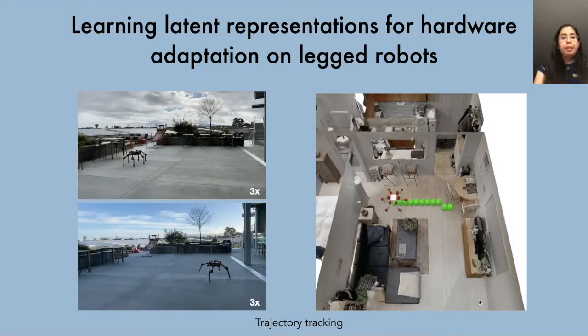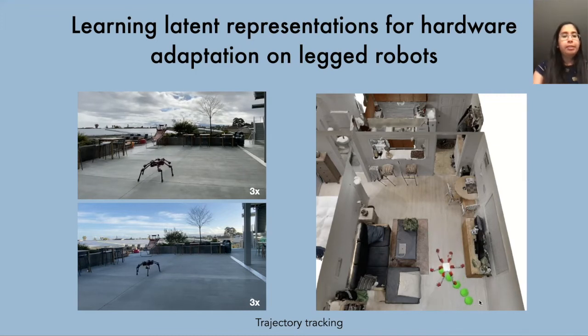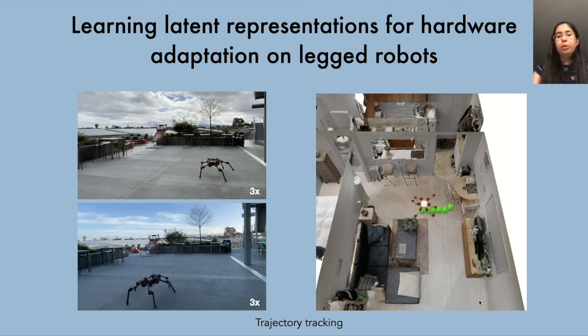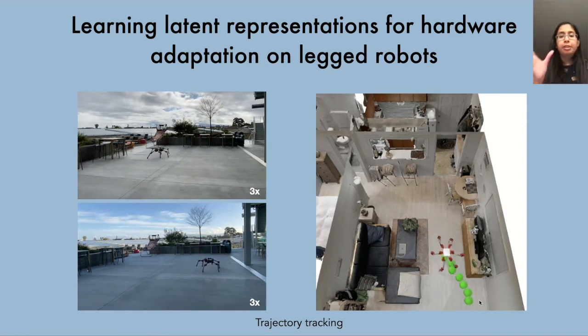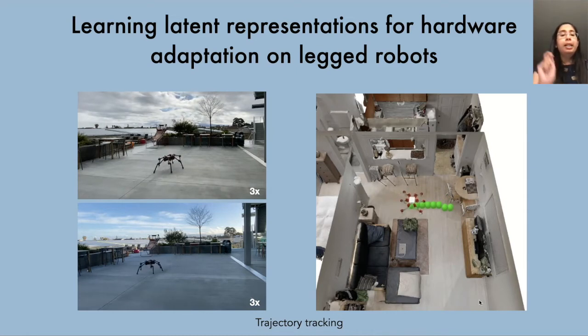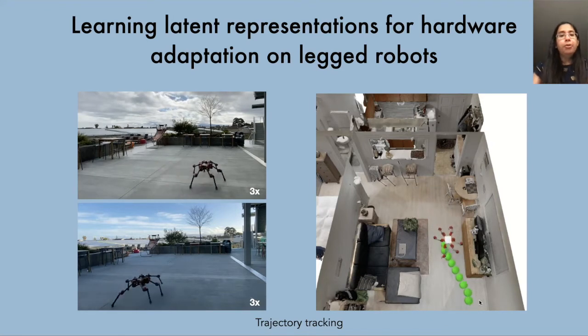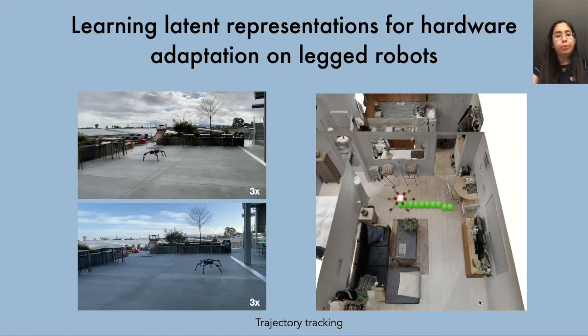Now, since this is a dynamics model, it can also generalize to other tasks. For example, trajectory tracking. So on the left is Daisy achieving different trajectories on hardware, and on the right is Daisy following a collision-free path to goal. And in both of these cases, the low-level policy is the same, which was learned in simulation. But the high-level dynamics model is different between hardware and simulation. And that's how we can adapt the dynamics model to hardware.